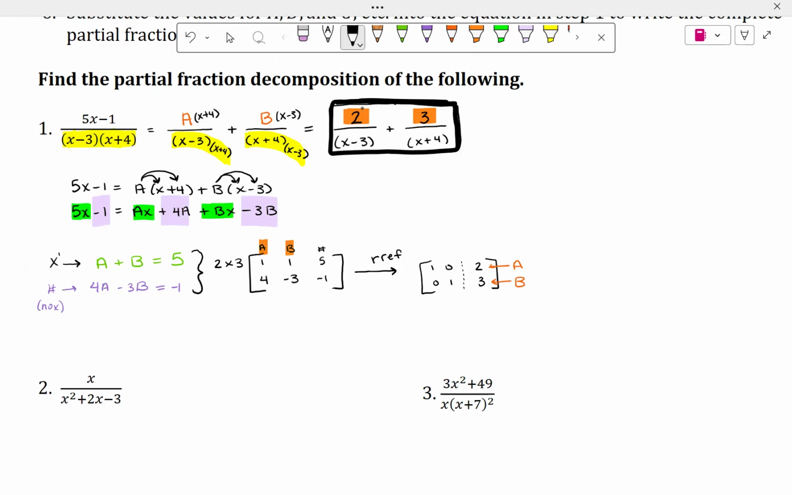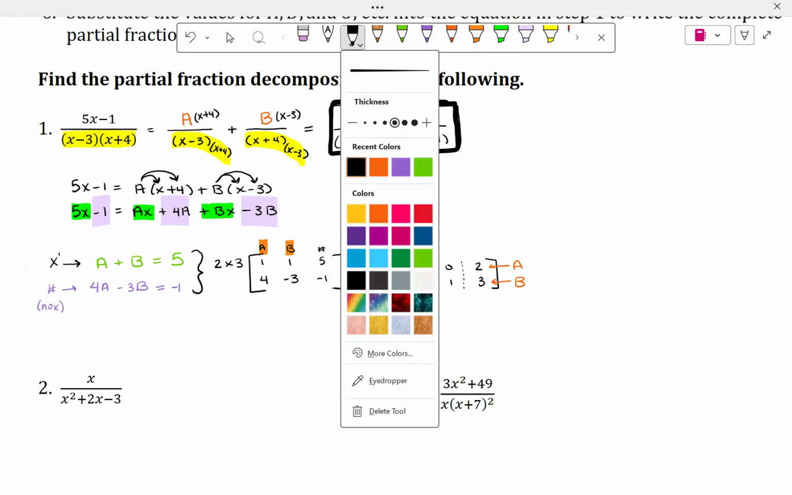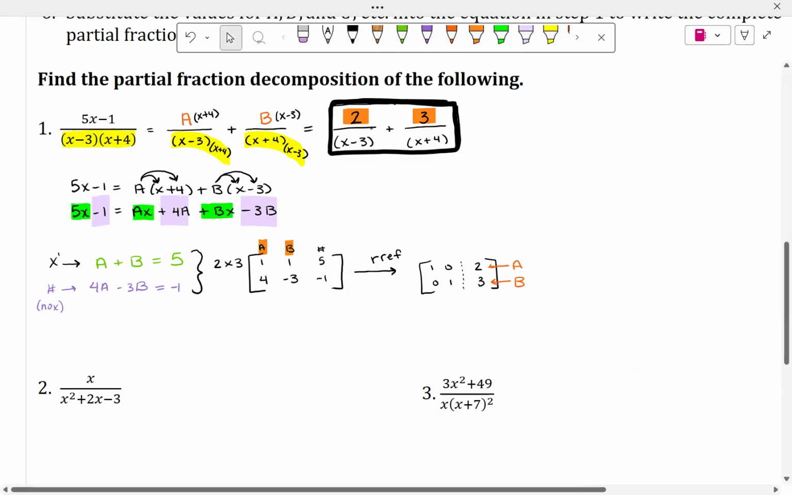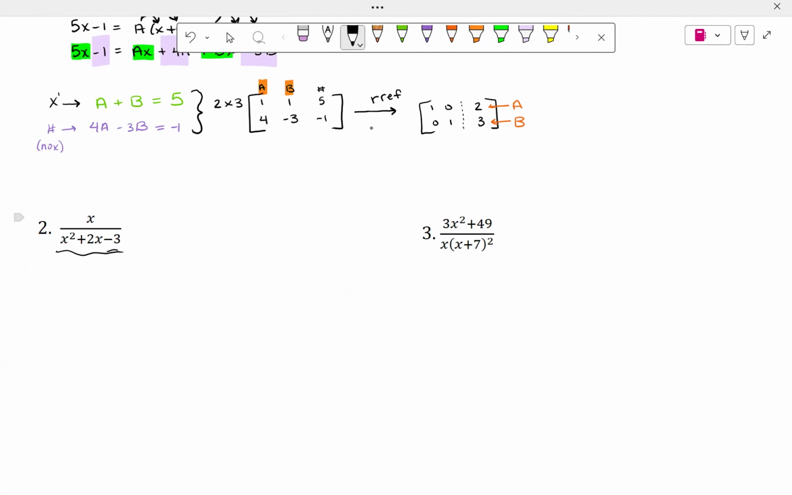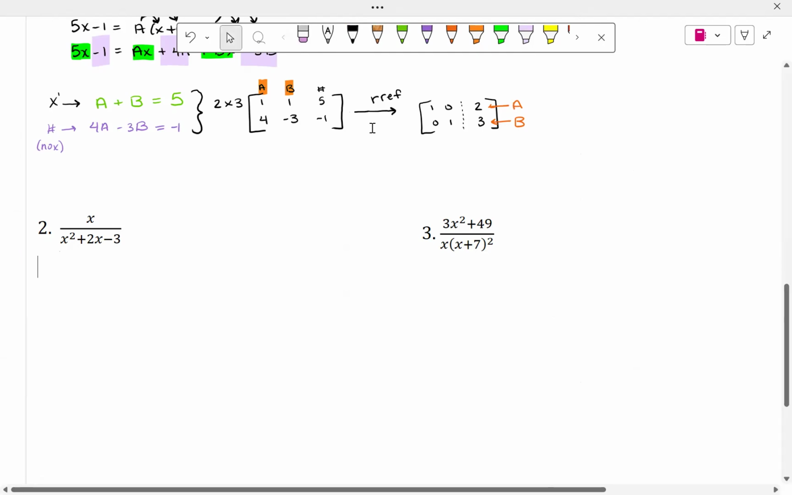All right, let's move on to the next question. I have a quadratic denominator, and we're just working on linear denominators right now. Well, I would see if I could factor that to get linear factors as my denominator.